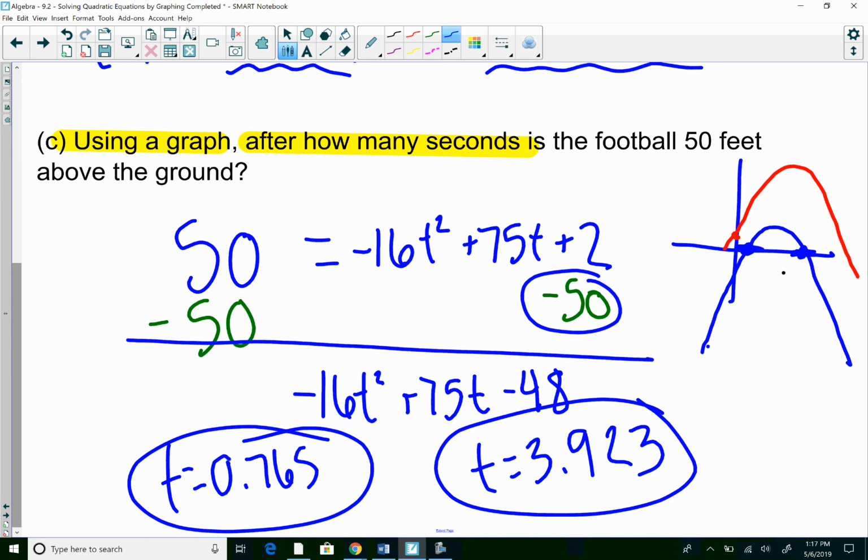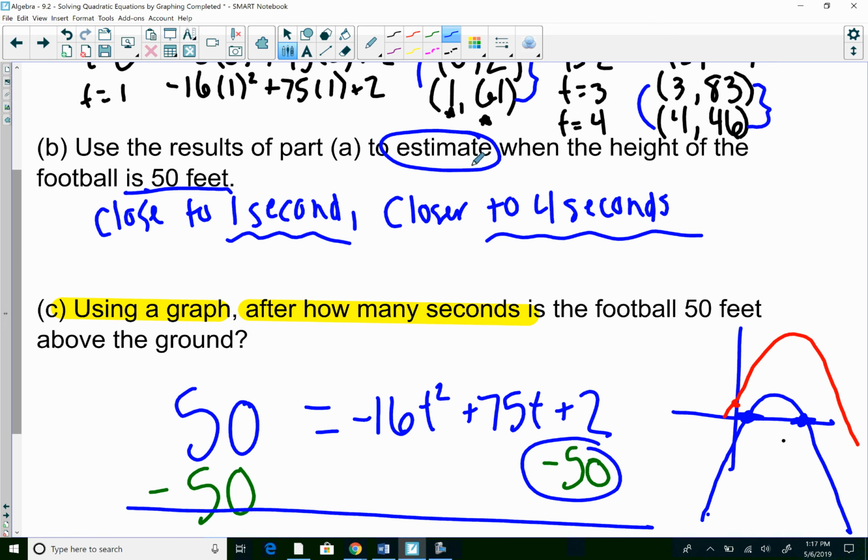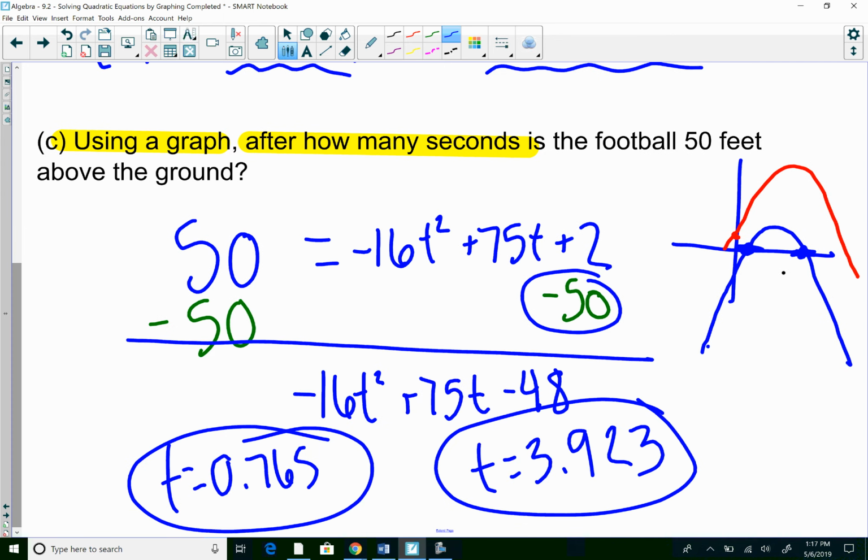So they basically wanted you, in part B, to come up with an approximation, an estimate of how long this ball is going to be above 50 or when it hits 50. And then they have you do an exact. Again, just to develop a little bit of that number sense.